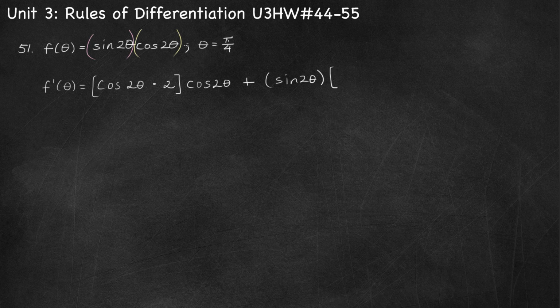So to take the derivative of cosine 2 theta, I need to think chain rule. This is cosine of stuff. I'm taking the derivative of cosine stuff. The derivative of cosine stuff is negative sine stuff times the derivative of the stuff. Okay, now let's do some simplifying here. I have cosine 2 theta times 2 times cosine 2 theta. So that's 2 cosine squared 2 theta, plus sine 2 theta times negative 1 times sine 2 theta times 2. So it'll be minus 2 sine squared 2 theta.